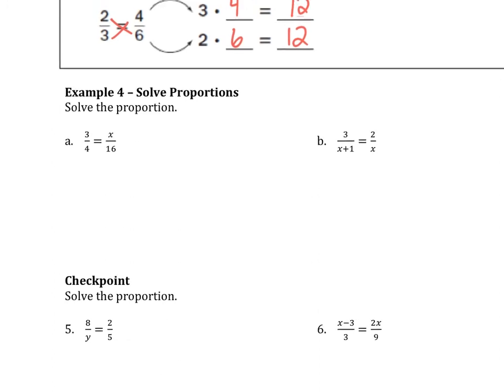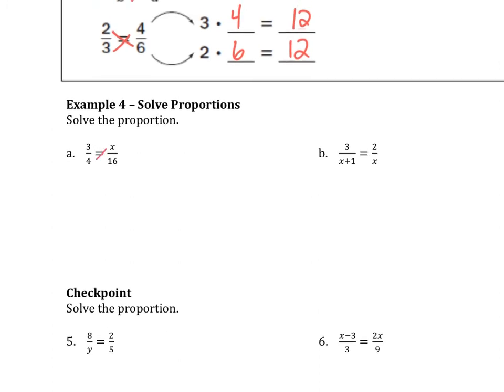Example A, if we cross multiply, we get 4 times x equals 3 times 16. 3 times 16 is 48, so 4x equals 48. If we divide by 4, we get x equals 12.